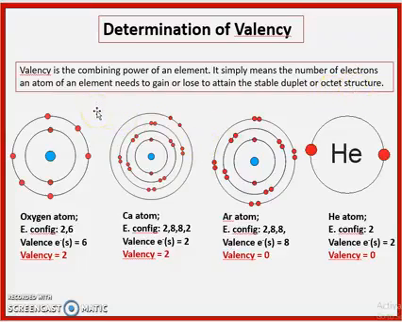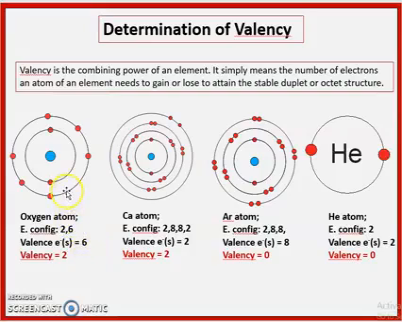You know that because they want to be stable, they seek to be stable by trying to gain or lose electrons. That is why you see atoms of elements enter into combination. For instance, this is oxygen atom, and the configuration is 2,6 because it has 8 electrons in total. So the K shell takes 2, the next shell takes 6. If you look at this, it has 6 in the outermost shell. So valence electron is 6.